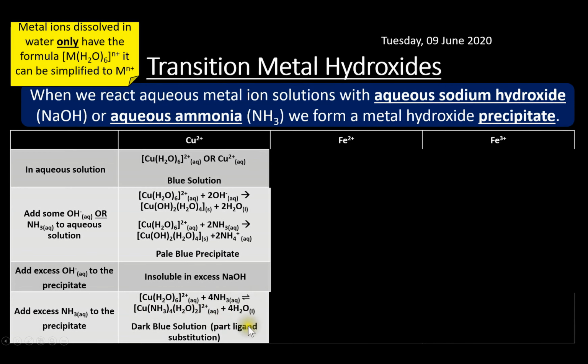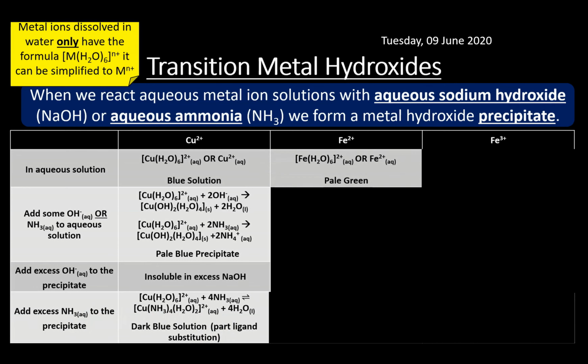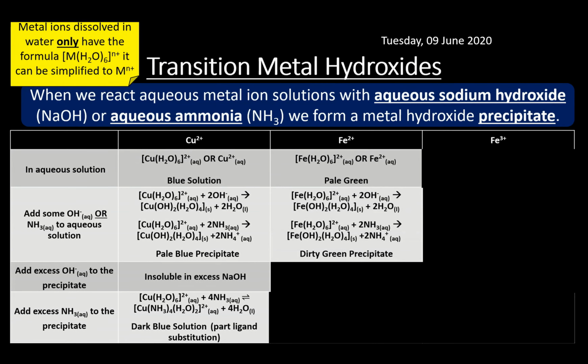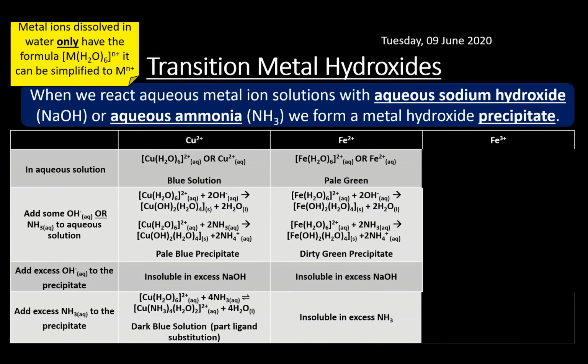Okay, so looking at iron 2, so iron 2 is a pale green colour. Same principle applies as to copper. So when we add some hydroxide or OH- and some ammonia, the same thing happens. We form a solid complex here, so this is the precipitate because it's neutral, and we form the same product as you can see on there, so there's no difference there. The colour's clearly different. From pale green we get a dirty green precipitate that's formed there. And then when we add excess hydroxide to that precipitate, it's insoluble, so that's quite easy. And actually when we add excess ammonia to iron 2, that's also insoluble in excess ammonia, so there's no change there.